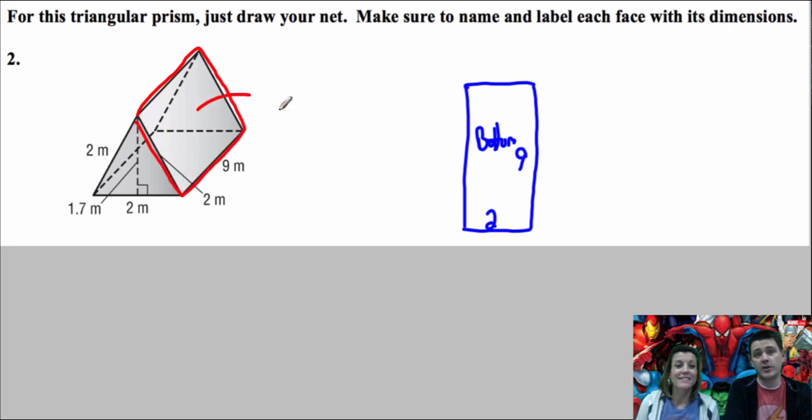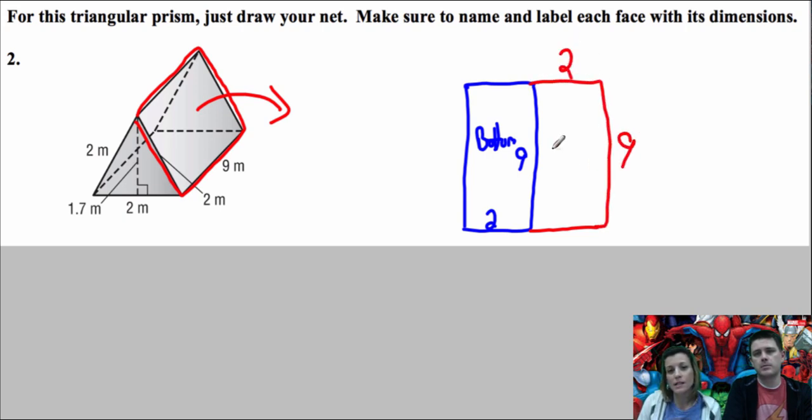It shares that edge of 9, so it's 9 by 2 as well. Like we said, don't get in the habit of assuming that they're going to be the same. But in this tent case it is. We label it, and then he puts a congruent one on the left. Congruent means the exact same shape and size, for those of you paying attention.